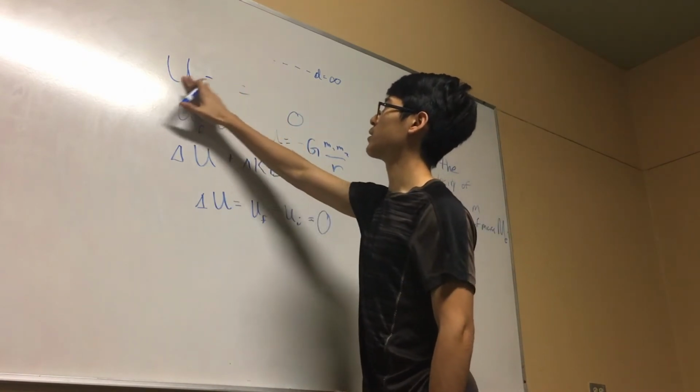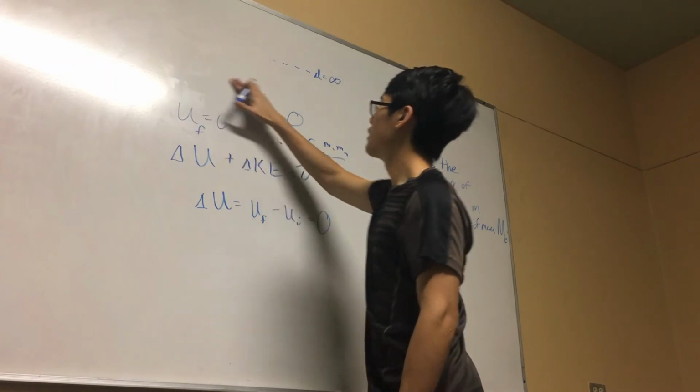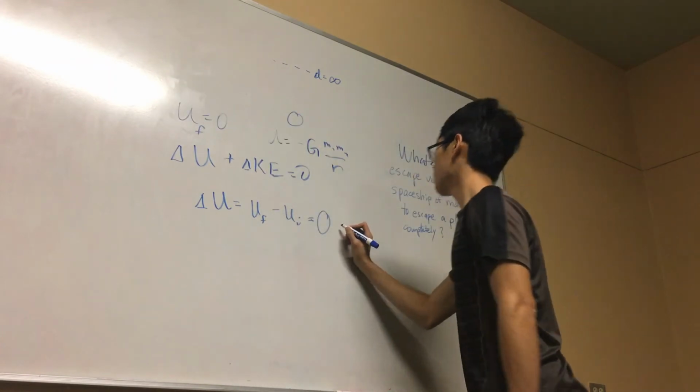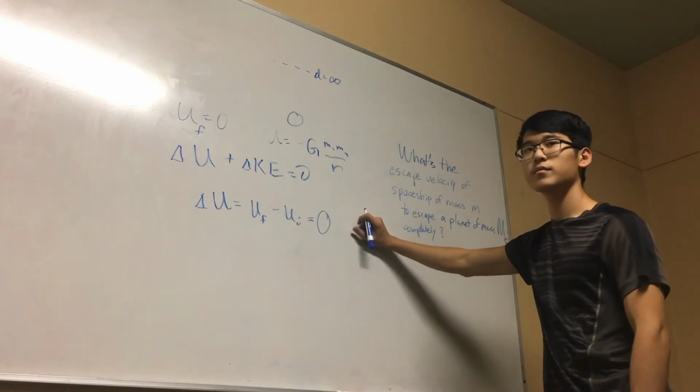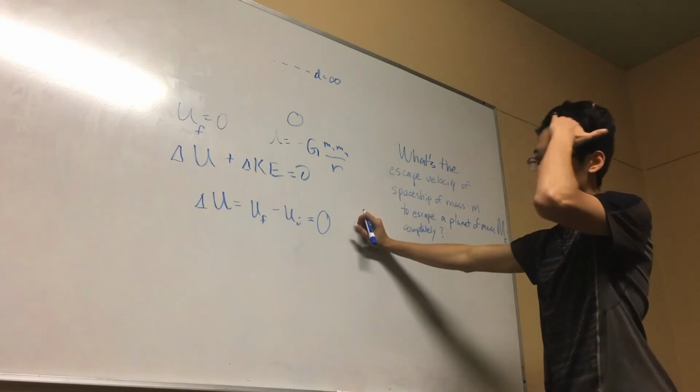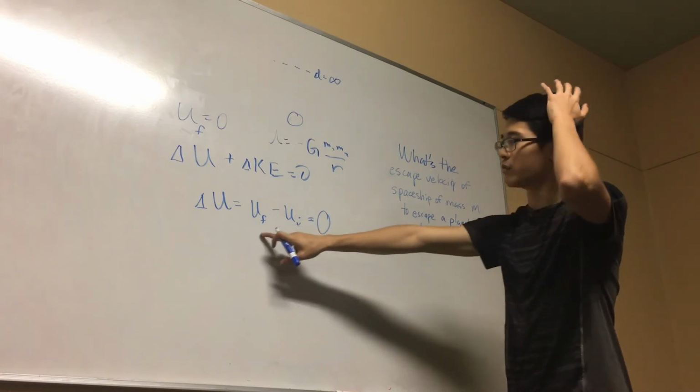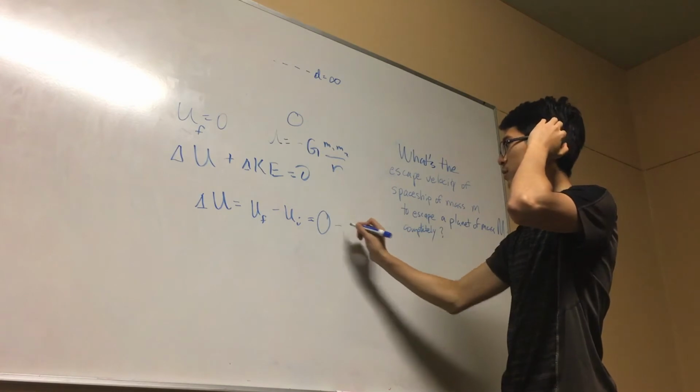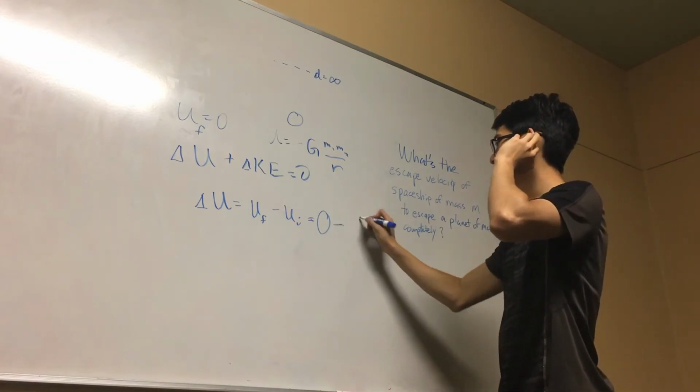Alright, so I'll just erase this because it might be a bit confusing. Now what's the initial potential energy of the spaceship? What is U initial? We found U final is equal to 0. What's the initial potential energy? It's some number, minus negative.